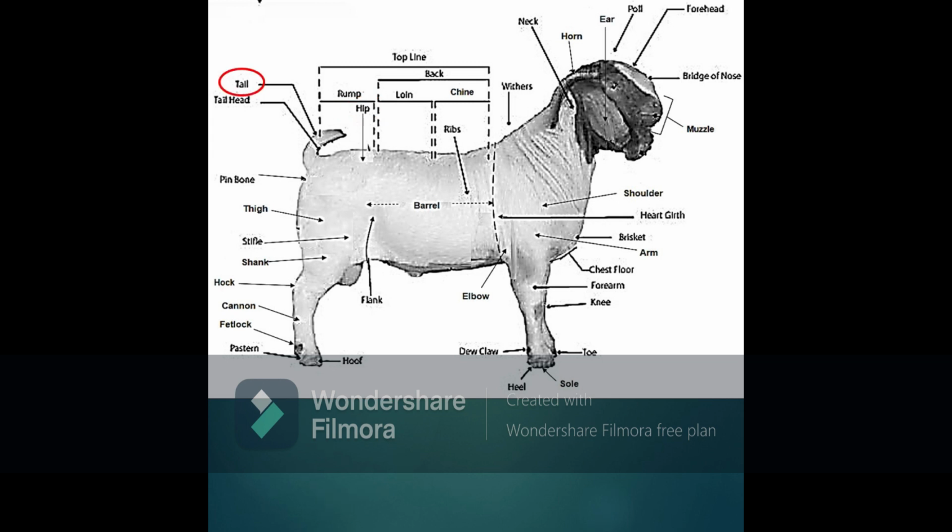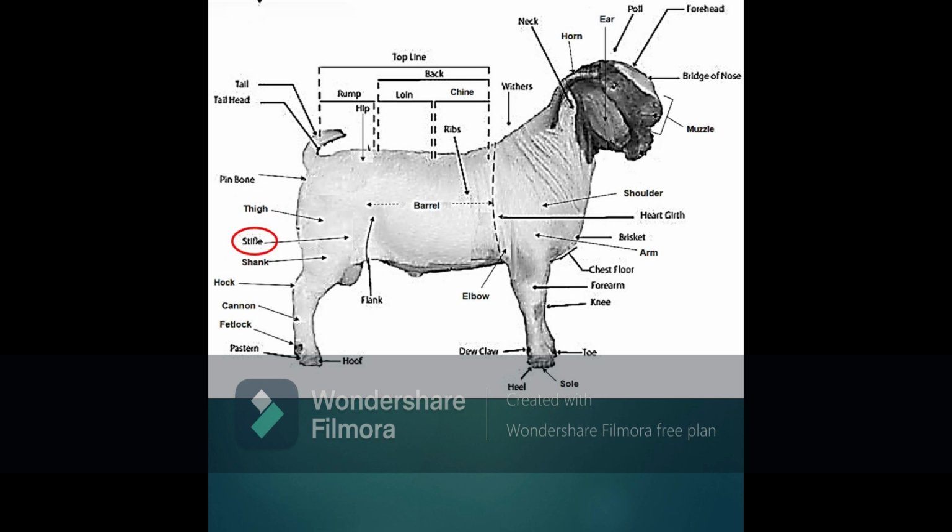The tail, or the projecting rear end of the body. The tail head, which is the base of the tail where it lies between the pin bone. The pin bone or the pin, which refers to the caudal prominence of the ischium of the hip bone. The thigh, which is the region where femur is located.